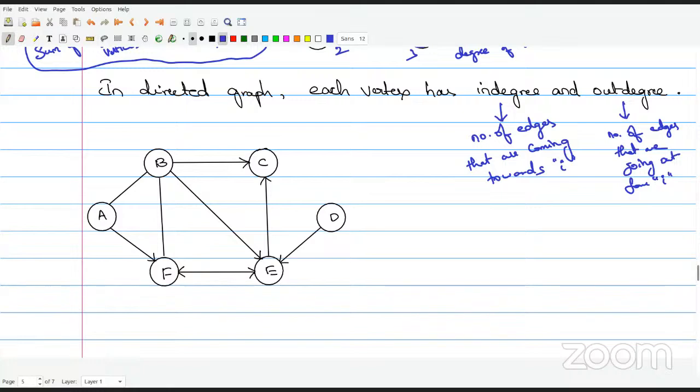For example, see here. I will try to compute for one vertex and I will ask you to compute for others. So let us try to compute for F. Blue color I will denote for in degree, and red I will give for out degree. So for F, what will be the in degree? The number of edges that are coming towards F. How many edges are coming towards F? 2.